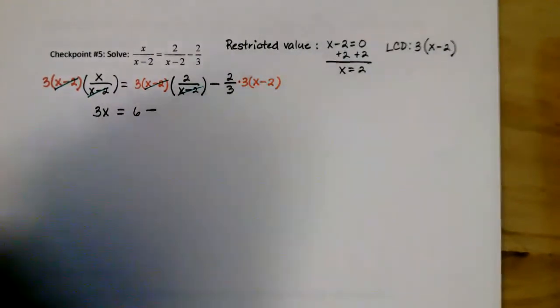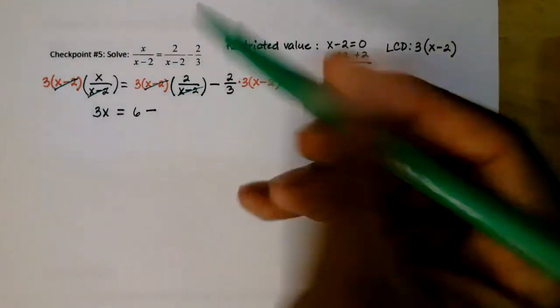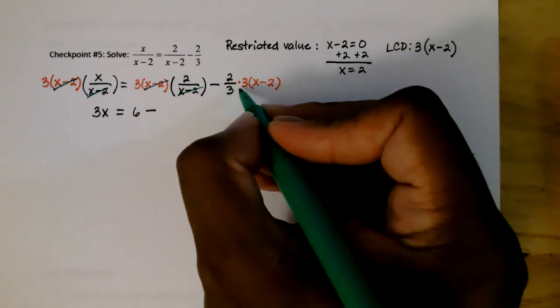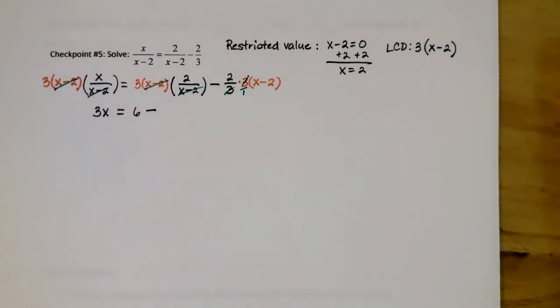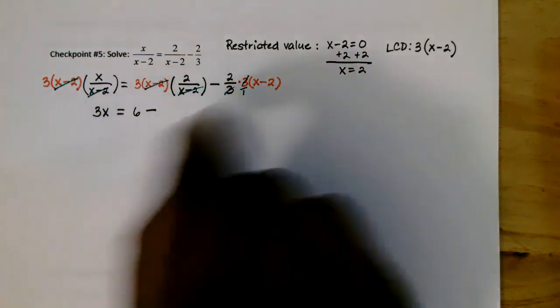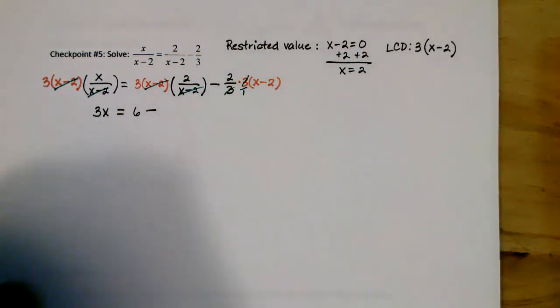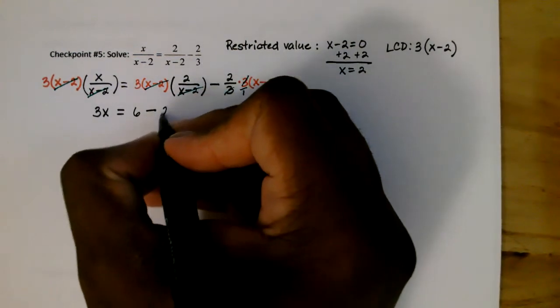And then minus, now I'm going to simplify this right here. This 3 is like 3 over 1. The 3 in the numerator and the denominator divide out. You're going to be left with a 2 times the quantity x minus 2.